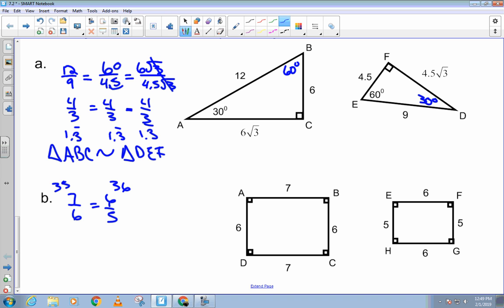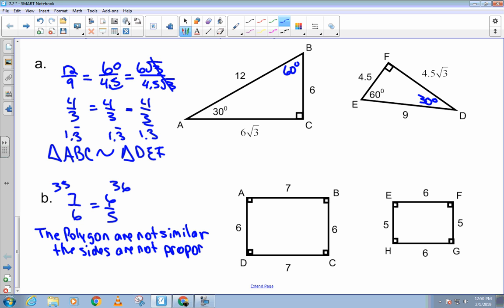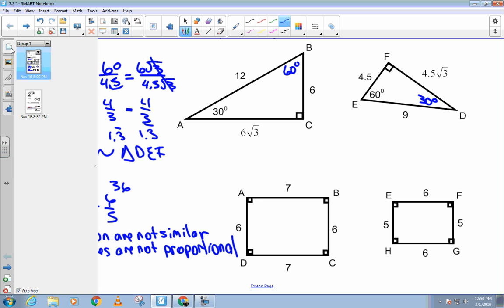Okay? So the answer is the polygons are not similar. The sides are not proportional. Okay, everybody get that? Alright.